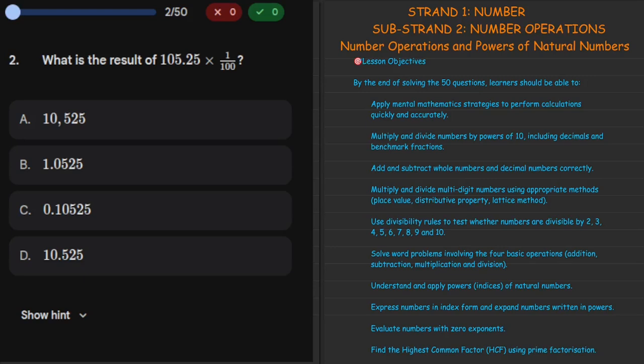The easy way. In this lesson, we're solving questions on number operations. I would say the topic is number operations and powers of natural numbers. We'll be solving 50 questions on this topic, and by the end of this lesson, you should be able to achieve all these objectives. You can pause and look at them to know your expectations and how we can work towards it.